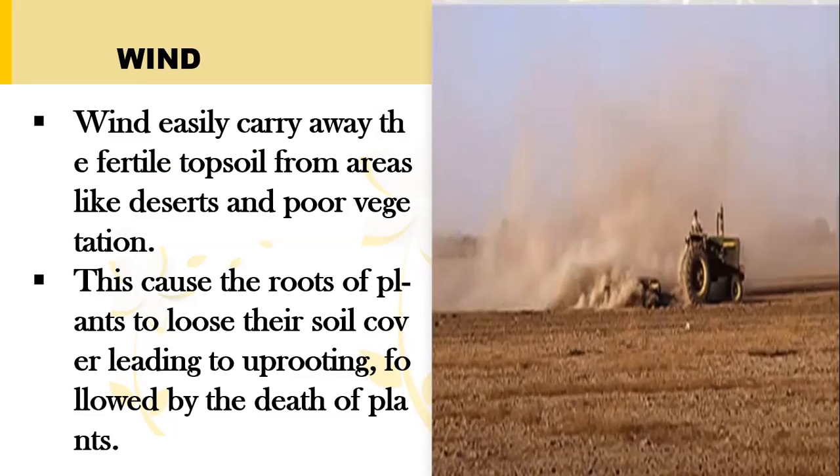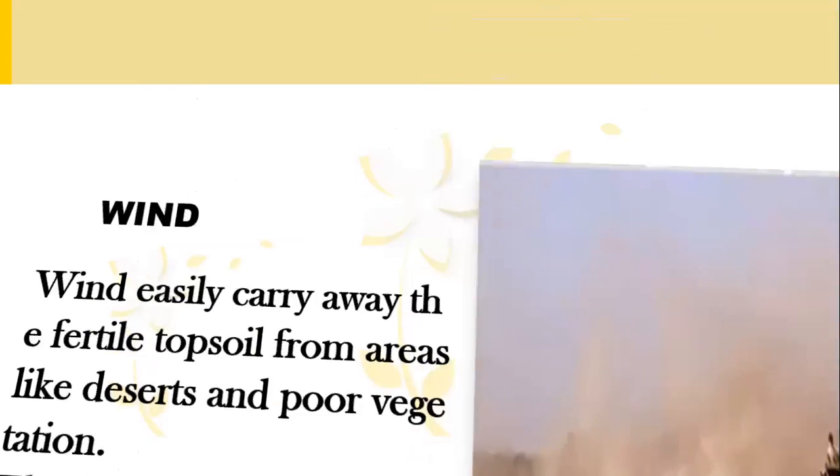A barren land. This causes the roots of plants to lose their soil cover, leading to uprooting followed by the death of plants. So this is another, second factor of soil erosion.